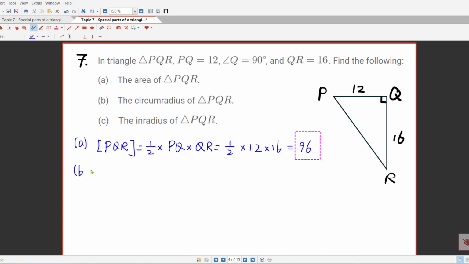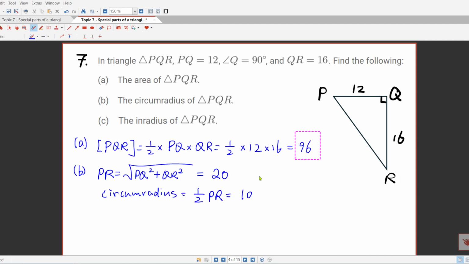And the second question, circumradius of PQR. So we know PQR is a right triangle, right? The circumradius equals half of its hypotenuse. So we have to find this hypotenuse first. So PR equals the square root of PQ squared plus QR squared. And then this gives us 20, right? And therefore the circumradius is 1/2 of PR, which is 10, right?